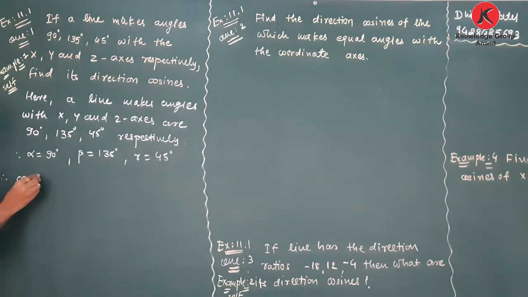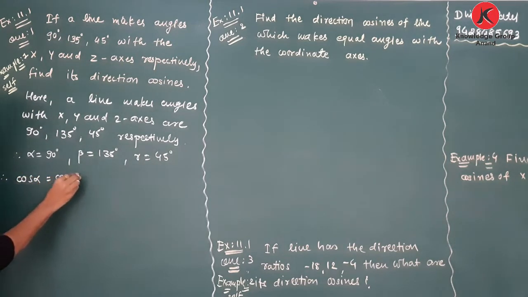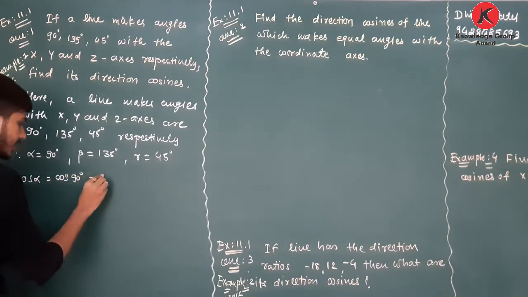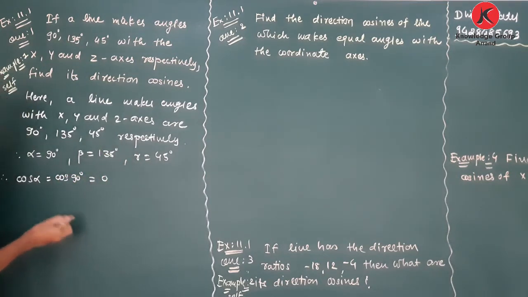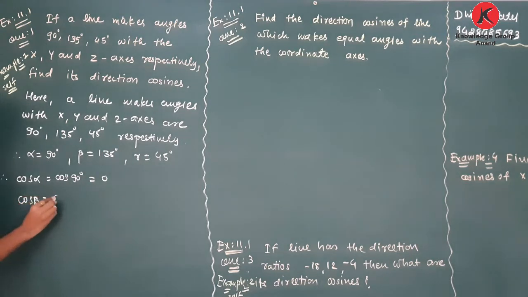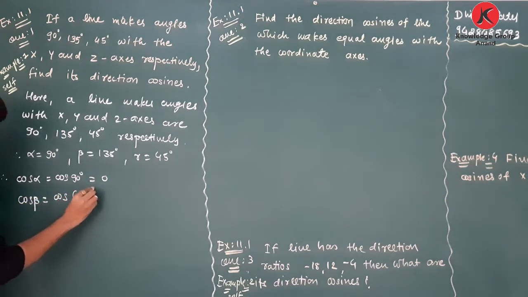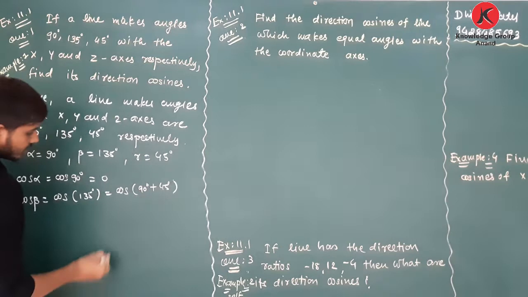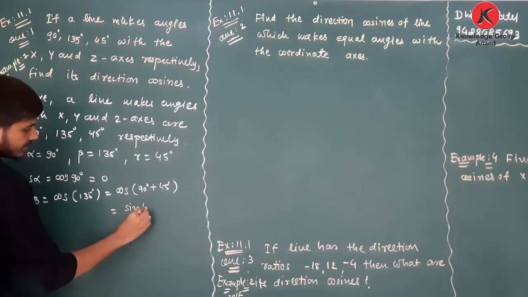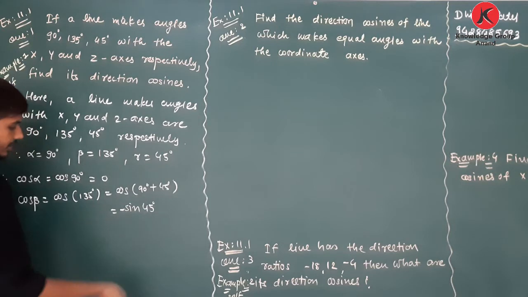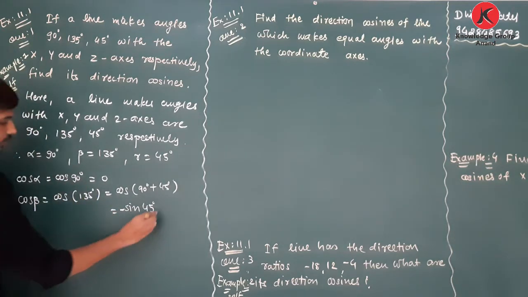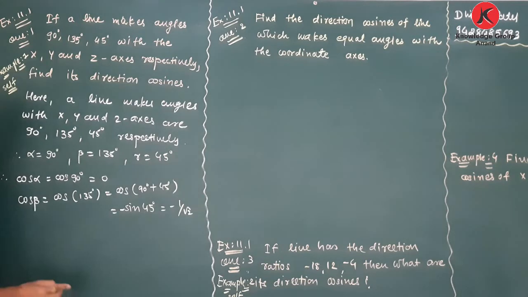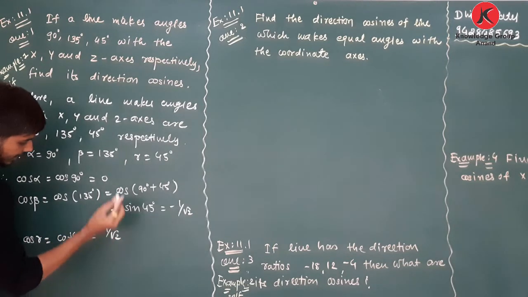Therefore cos alpha becomes cos 90 degree, which equals 0. Cos beta becomes cos 135 degree, which will be calculated by use of 90 plus 45 degree. So cos of 90 plus 45 is minus sin 45, and as it is the second quadrant where cos is negative, it will become minus 1 by root 2. And cos gamma is cos 45 degree, which equals 1 by root 2.